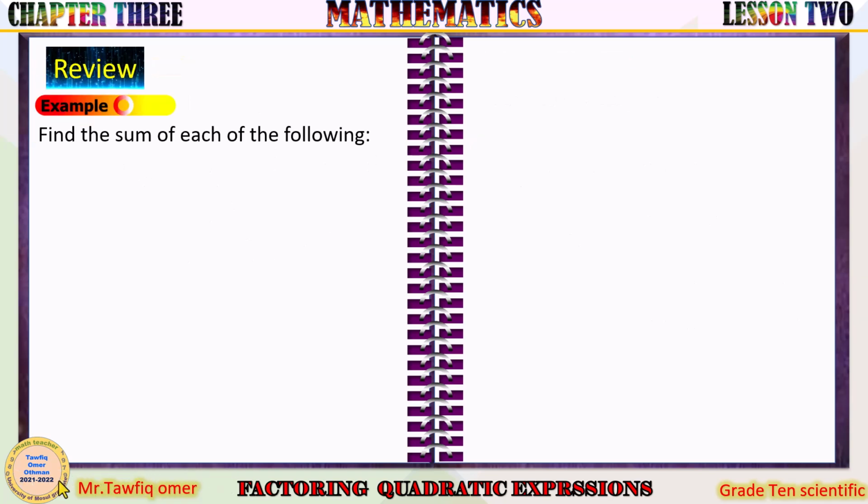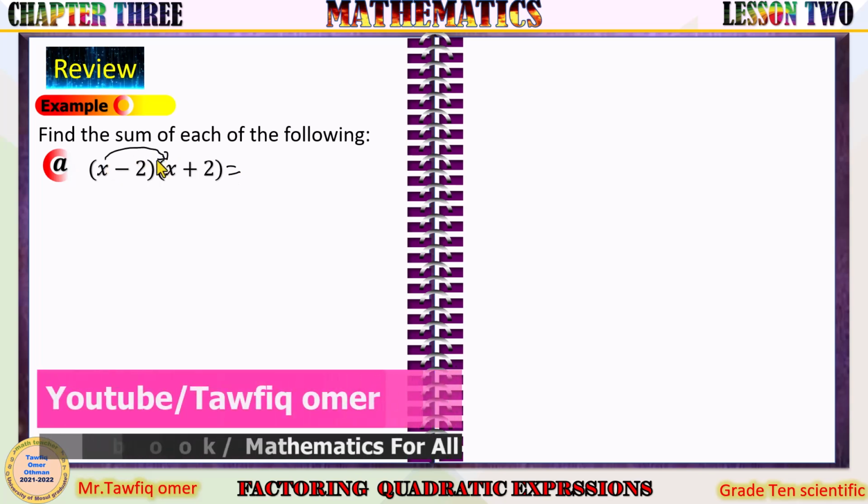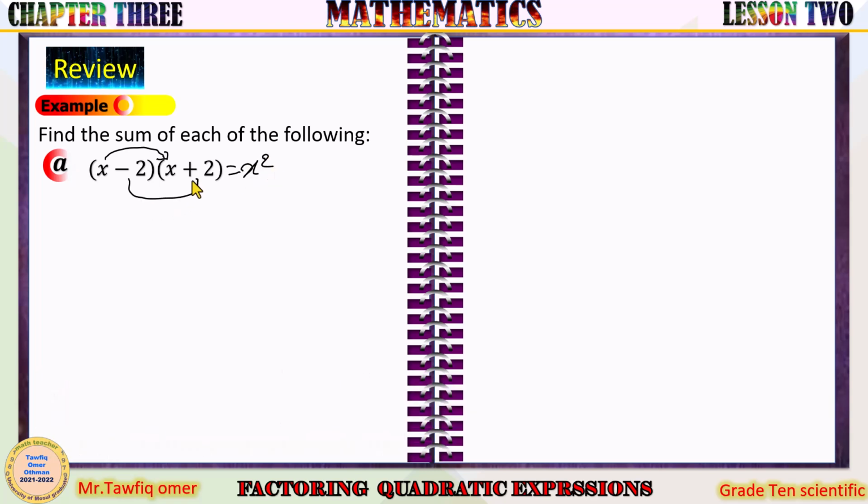Find the sum of each of the following. A, (x minus 2)(x plus 2). As you can see, both have the same numbers, x, x and 2, 2, but they are different with the sign. To open these two brackets, only multiply the first one with the first one, x times x is x squared, and the second one with the second one, minus 2 times plus 2 is minus 4. It's called the difference between two squares.